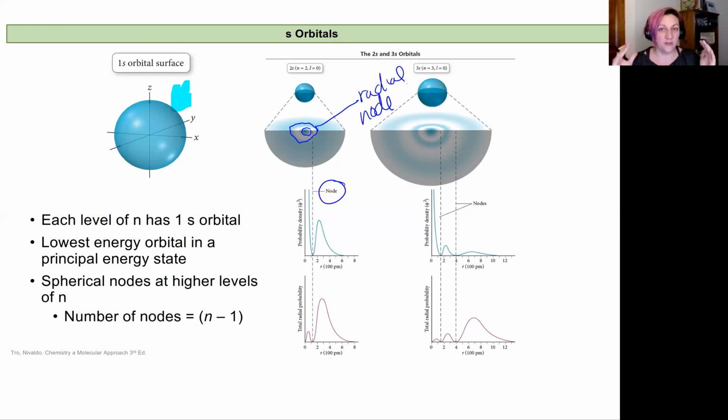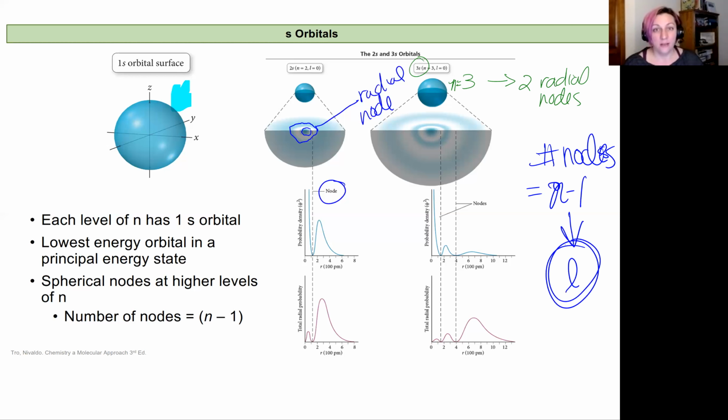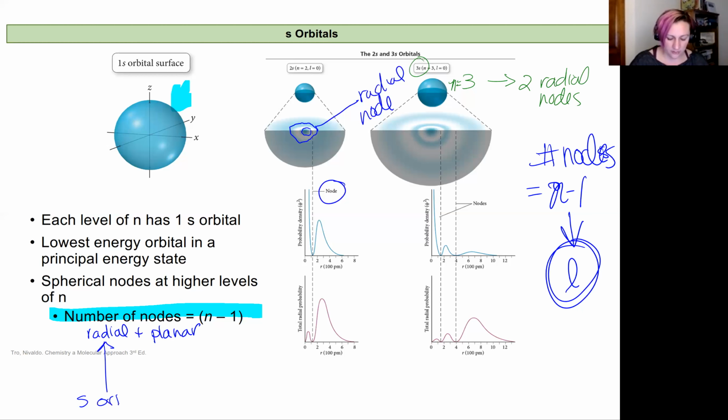N minus 1 is that L value, that quantum number L that is representing the shape, and it's getting that shape from these nodes. So again, important piece, number of nodes and its total nodes, n minus 1. And this will be radial nodes plus planar nodes. And we haven't talked about planar nodes yet. So s orbitals have only radial nodes.